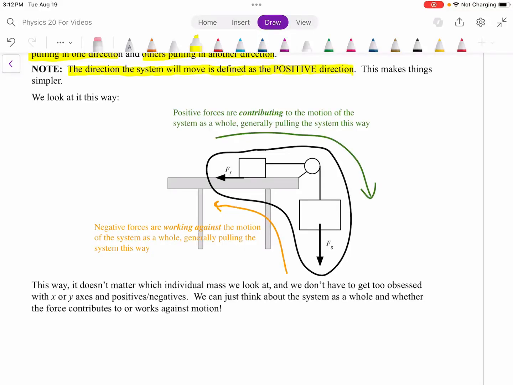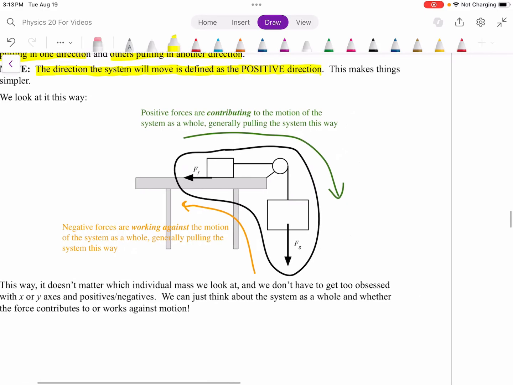Okay, so essentially what we do is we look at it like this. Generally speaking, this is one big object. And because the force of gravity is trying to pull it this way, we'll say that the system has a general pull like this. That will be our positive direction, right? Anything resisting that, like friction, we'll call that the negative direction. So positive forces are anything that work towards moving the system. Negative forces are any that work against moving the system.